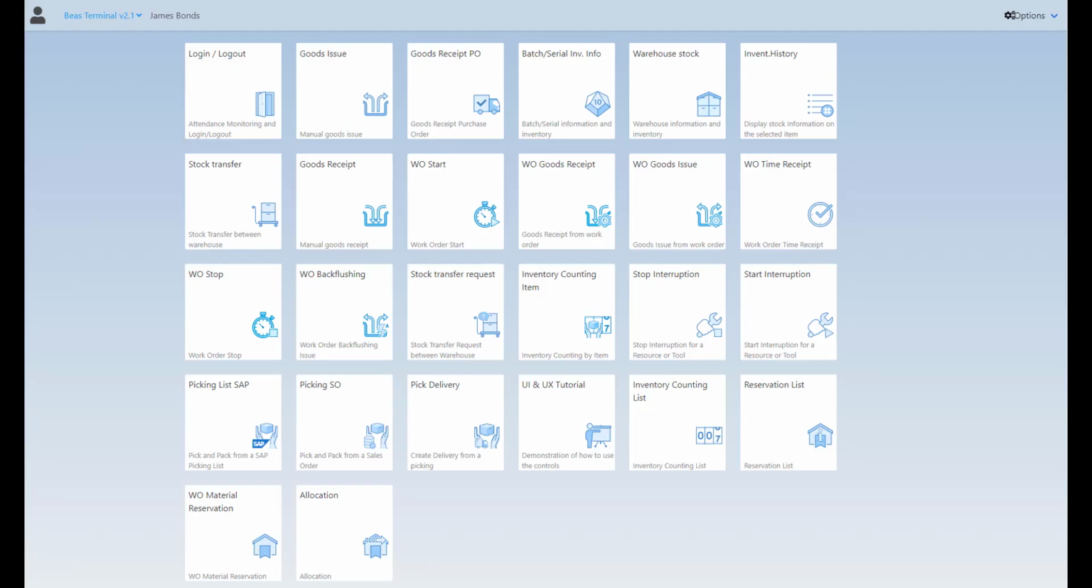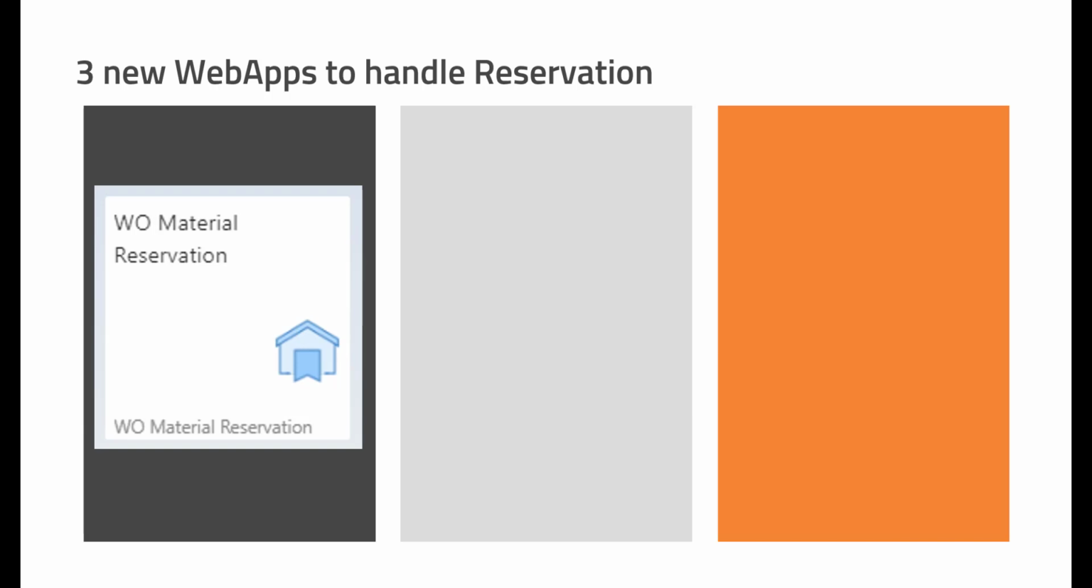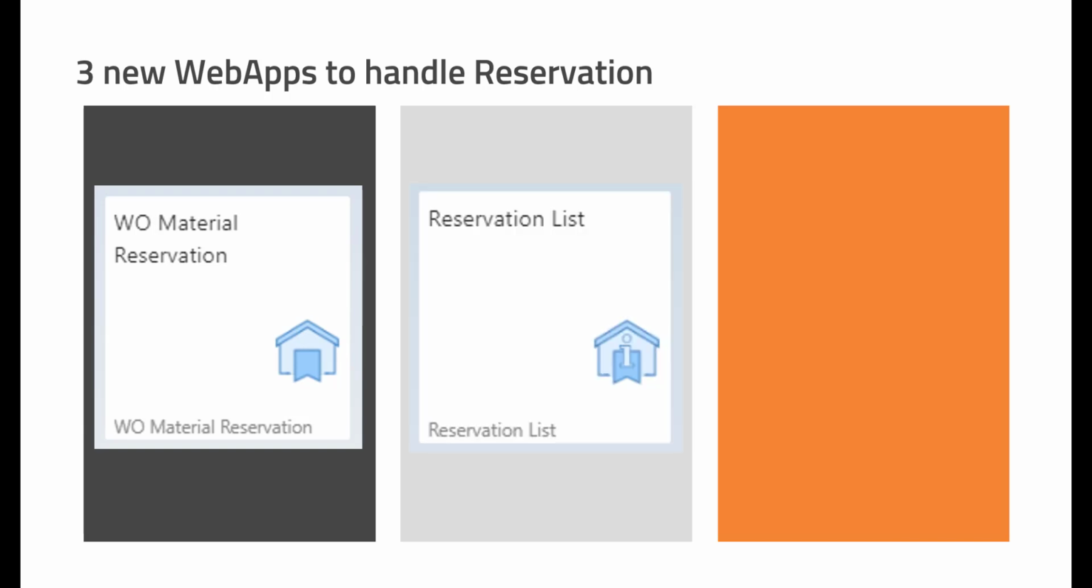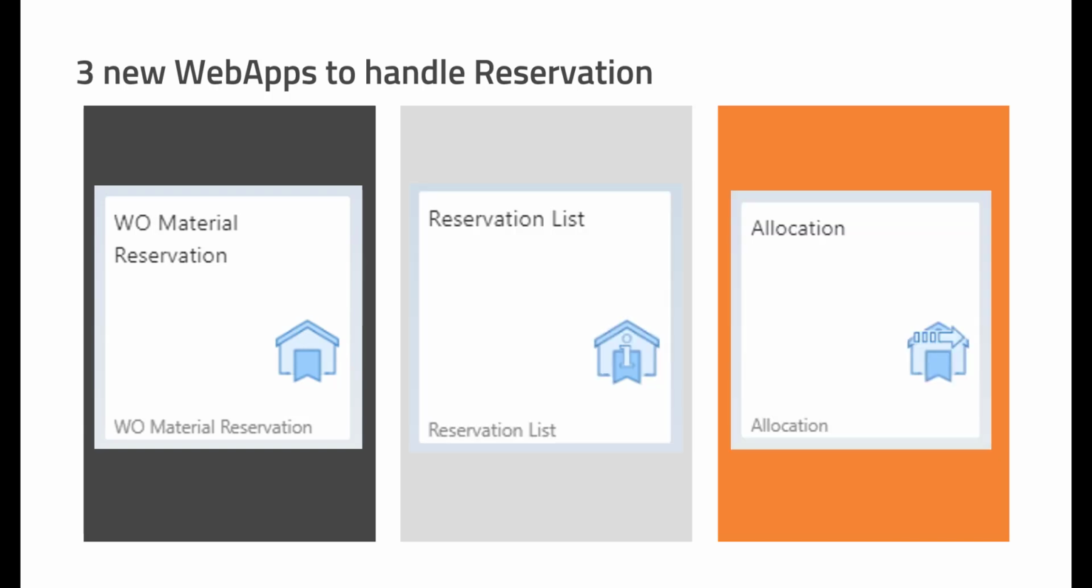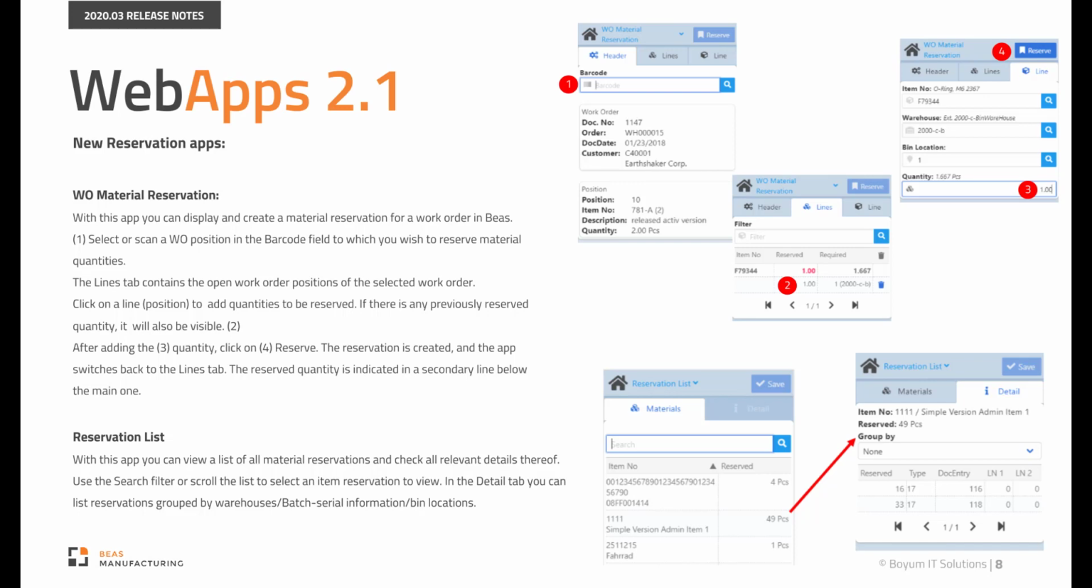Our WebApps Terminal 2.1 now includes 3 more applications managing reservations and allocations. These apps are Work Order Material Reservation, Reservation List, and Allocation. With the Work Order Material Reservation app, you can display and create a material reservation for a work order in Beas. Select or scan a work order position in the barcode field to which you wish to reserve material quantities.